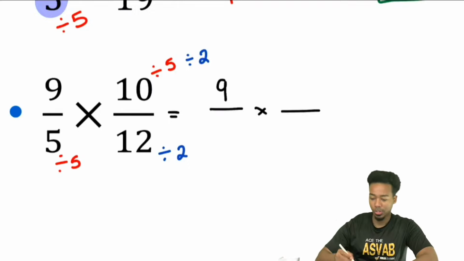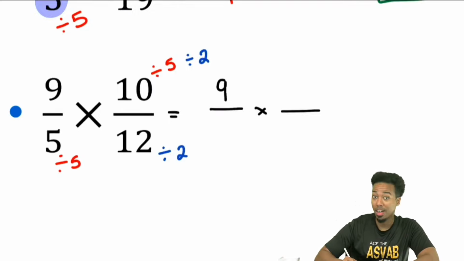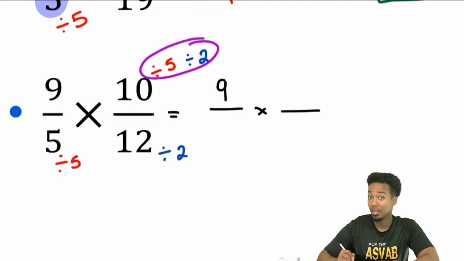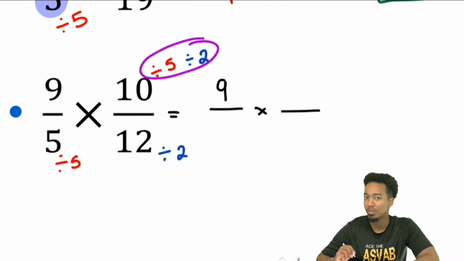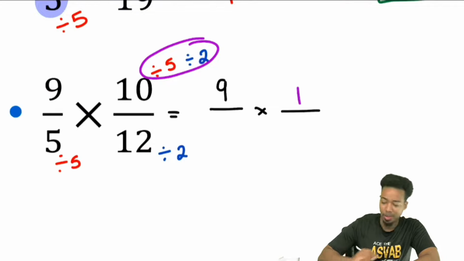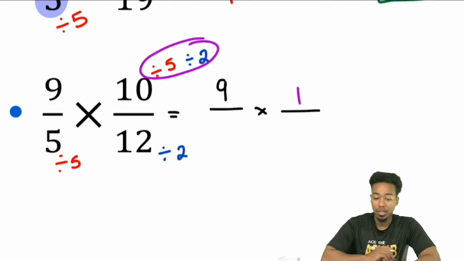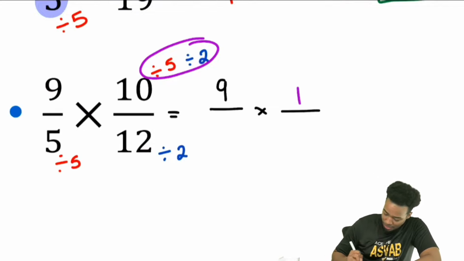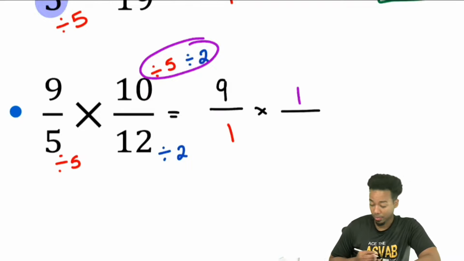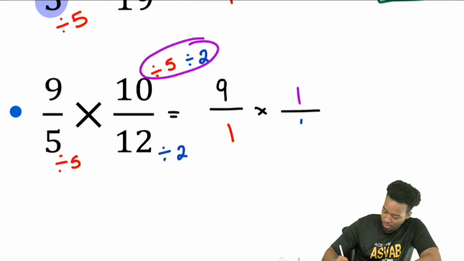And so I hope you see that if you multiply by 5 and multiply by 2, that's multiplying by 10. If you divide by 2 and you divide by 5, that's the same as dividing by 10. 10 divided by 10 is 1. Then the 5 divided by 5 over here, that's going to be 1. The 12 divided by 2, that'll be 6.